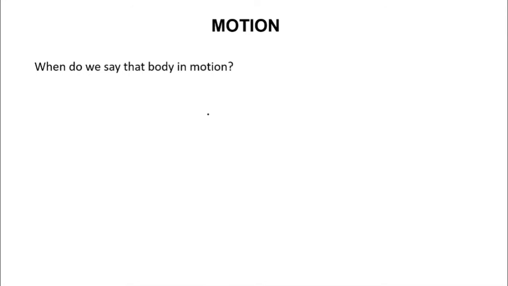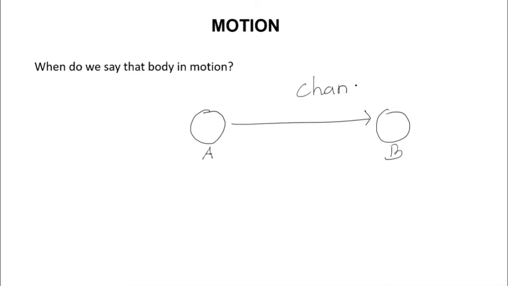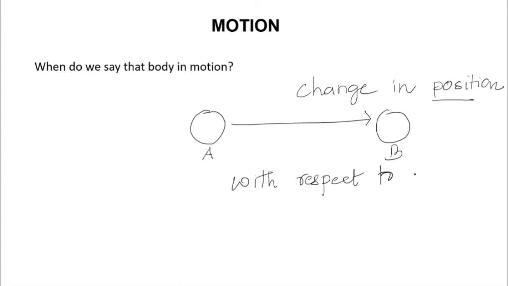An object, let's say an object which was here at position A, if that object changes its position to B, so there is a change in position. And if there is a continuous change in position with respect to time, so these terms are very important.